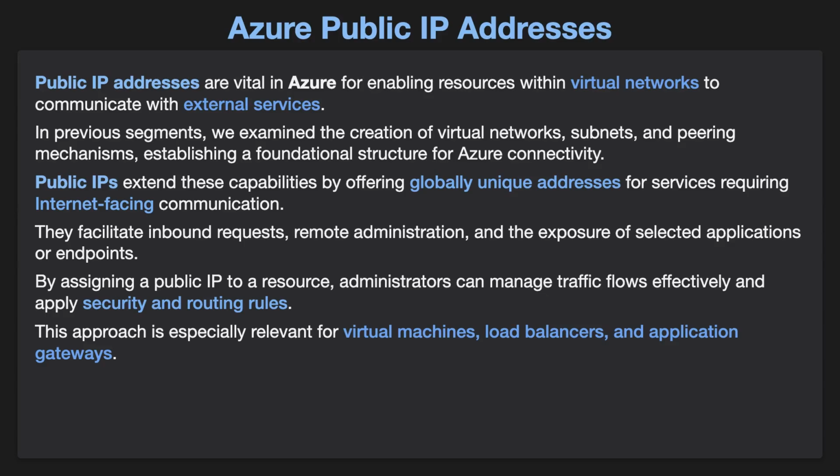Public IP addresses are vital in Azure for enabling resources within virtual networks to communicate with external services. In previous segments, we examined the creation of virtual networks, subnets, and peering mechanisms, establishing a foundational structure for Azure connectivity. Public IPs extend these capabilities by offering globally unique addresses for services requiring internet-facing communication. They facilitate inbound requests, remote administration, and the exposure of selected applications or endpoints.